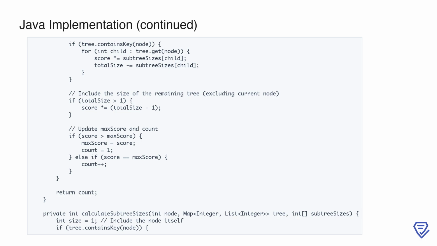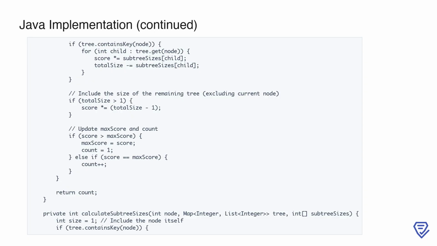Simultaneously, we subtract the size of that subtree from total_size to account for the portion of the tree that has already been processed. After accounting for all subtrees, we also consider the remaining part of the tree that excludes the current node and its direct subtrees. If this remaining part has more than one node, its size is included in the score calculation by multiplying it with the current score. Once the score for the current node is computed, we compare it to the max_score.